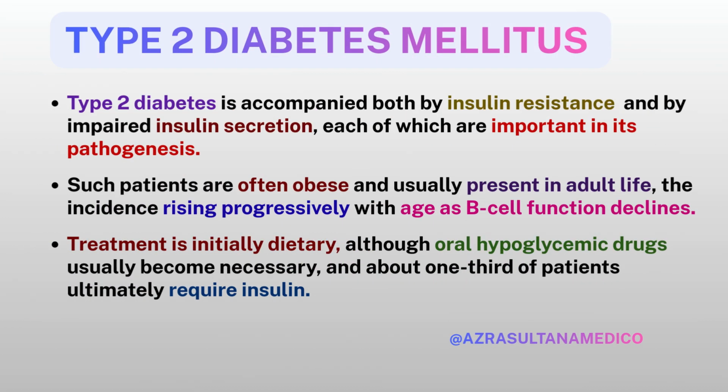Now let's talk about type 2 diabetes mellitus. Type 2 diabetes develops when the body experiences both insulin resistance and impaired insulin secretion. Both of these problems play a critical role in the disease's development. Unlike type 1 diabetes, type 2 usually develops in adulthood and is strongly associated with obesity. The risk increases with age, partly because pancreatic beta cell function gradually declines over time.